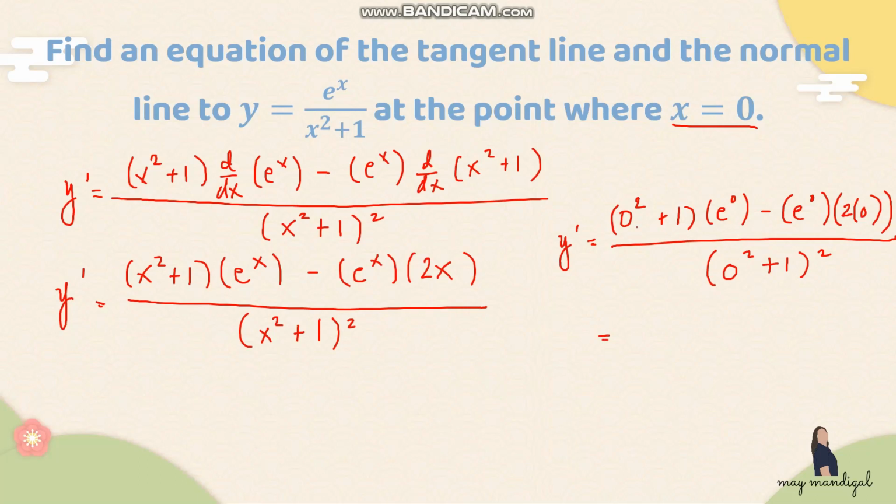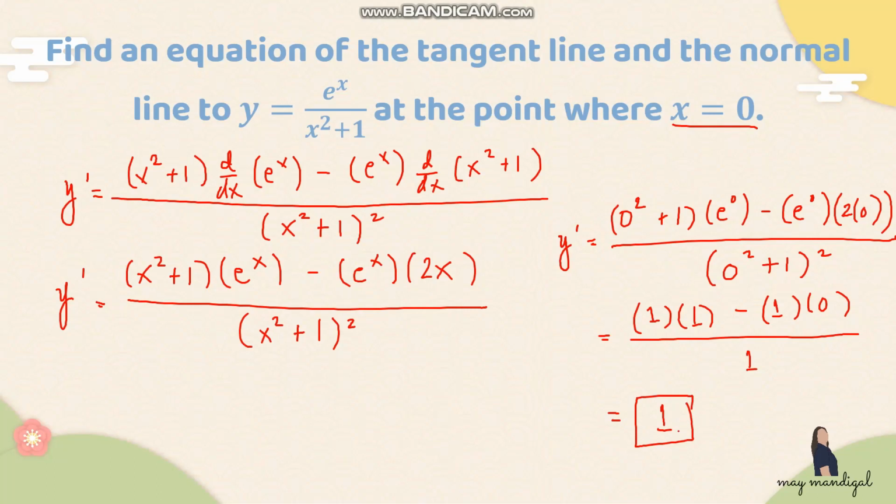And then, this is just 1 times 1, since e raised to 0 is 1 as well, minus 1 times 0, which is 0. And then for our denominator, 1 squared, so you have 1. If you simplify this, you just have 1 as our value. So this one right here is now the slope of our tangent line.